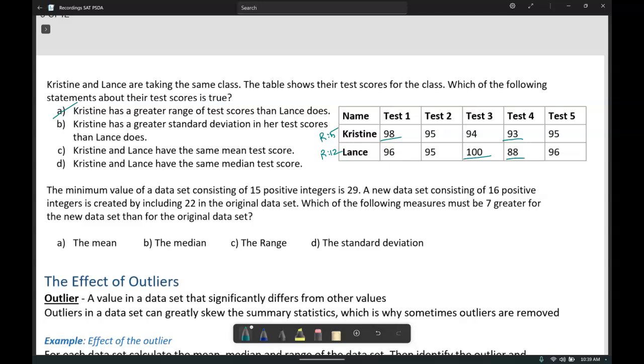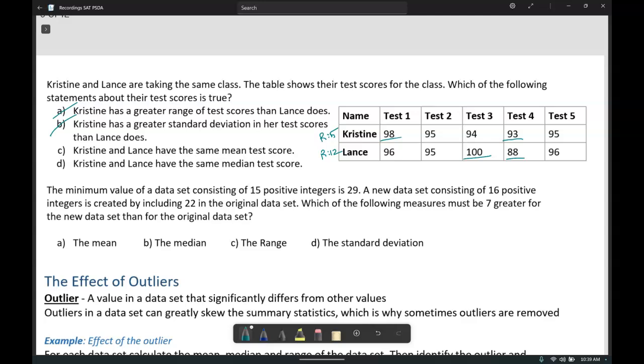Her range is less. Christine has a greater standard deviation of test scores. Again, Christine's data values are much more closely related together. We could have a very small range, so they're all closely clumped. Lance has more spread, so that's not true either. Christine and Lance have the same mean test score. Well, we could test that, but that one's going to take a little bit more time. Let's check the next one first and see if that makes sense either.